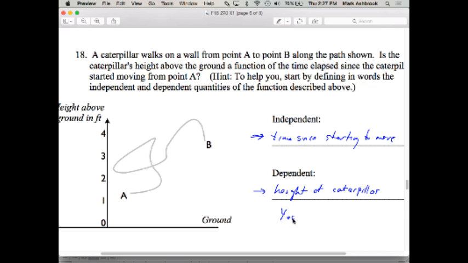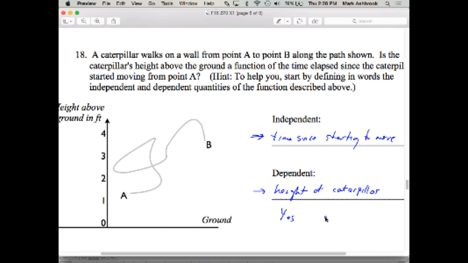So now this picture is showing a function or not? What are the two variables for this one? So how would you describe the independent variable here? Ground.